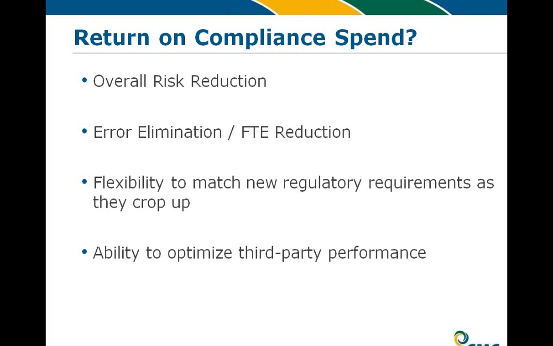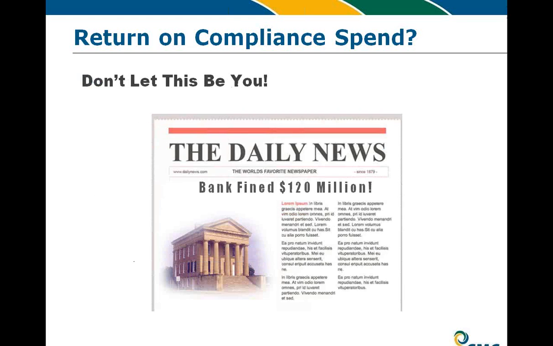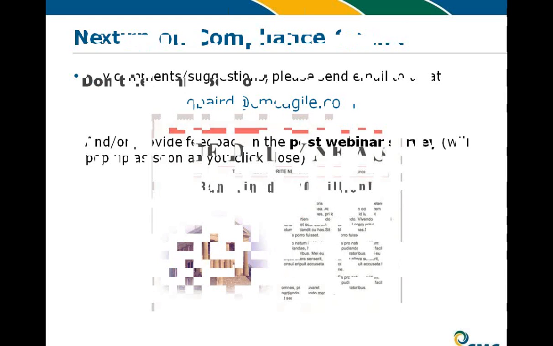So what's the return? Obviously, it's risk reduction, it's elimination of errors, which in itself allows you to focus fewer FTE on this manual task. But it's also the flexibility to be able to keep up with changes as they happen. And the data that you're now capturing, like I showed you in that dashboard, can quickly hone in on the areas that really need your time and attention. You don't want this to be you. You want it to be something that they write about your competitors, frankly, and not you.